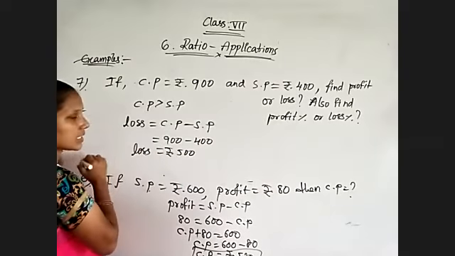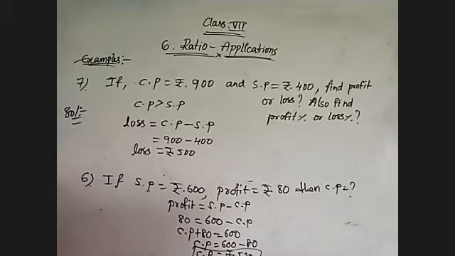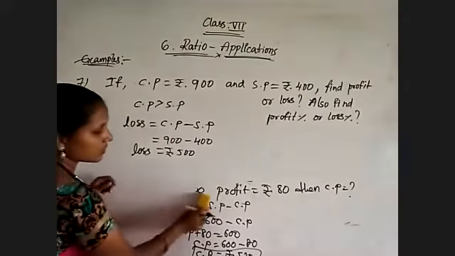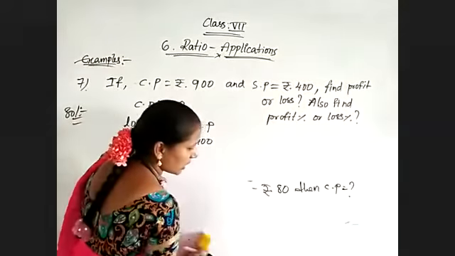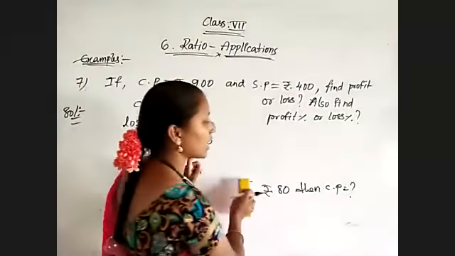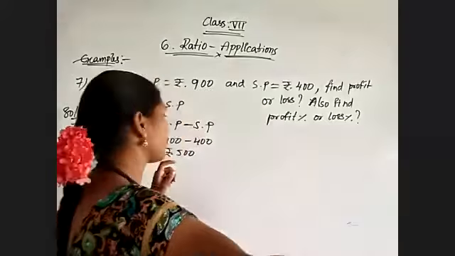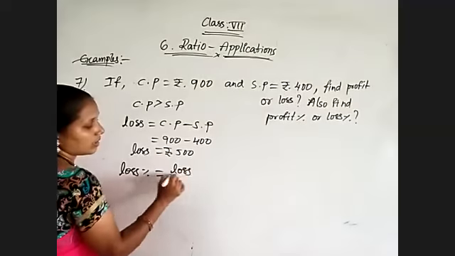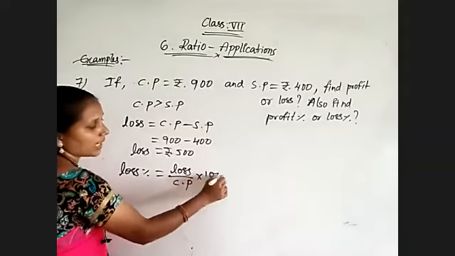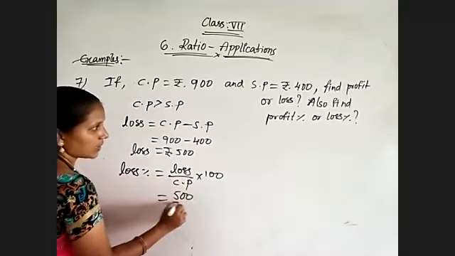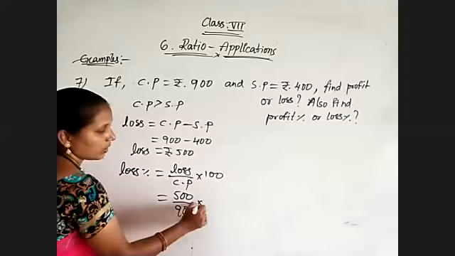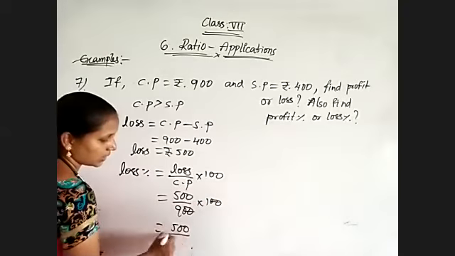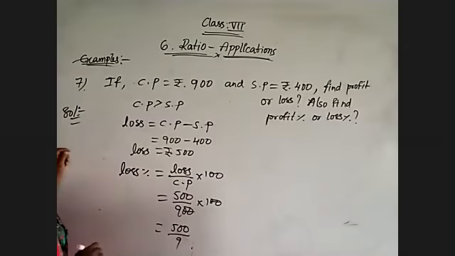And we will see loss percentage. Either he will get loss, otherwise profit, but both at a time he won't get. That's why they are asking to find profit or loss. So loss percentage is equal to loss by CP into 100. Loss value is 500, CP value is 900, into 100. So two zeros will get cancelled, 500 by 9. So here also no cancellation is possible.